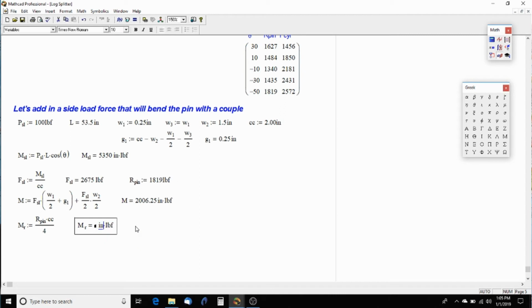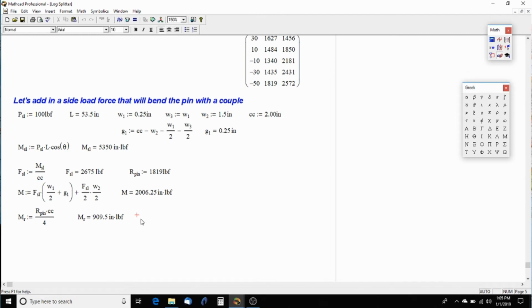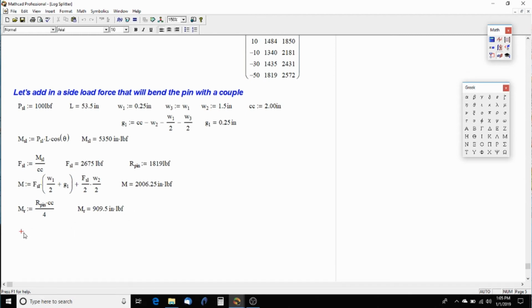I just cannot type. All right, so that's 909. So that's about a third, not quite a third, maybe 2.5 times. Okay, so the next thing we're gonna do is calculate the pin. I think if we start off with a 3/4 inch pin, that might get us there. Let's calculate the area of it.